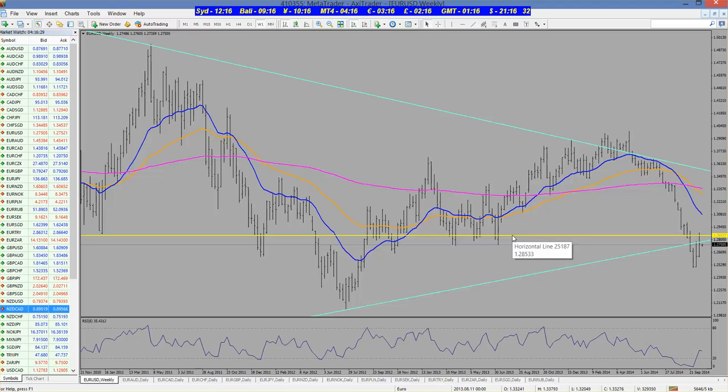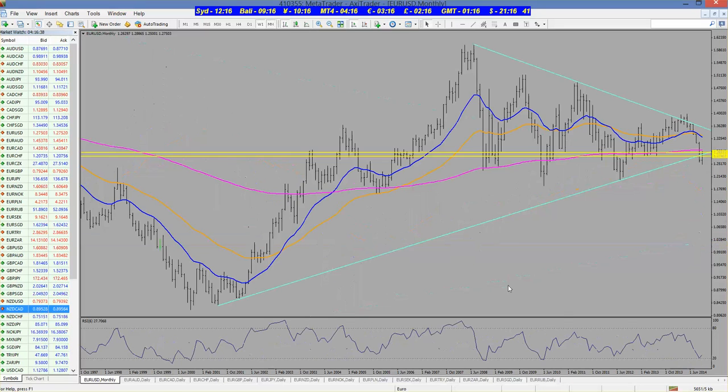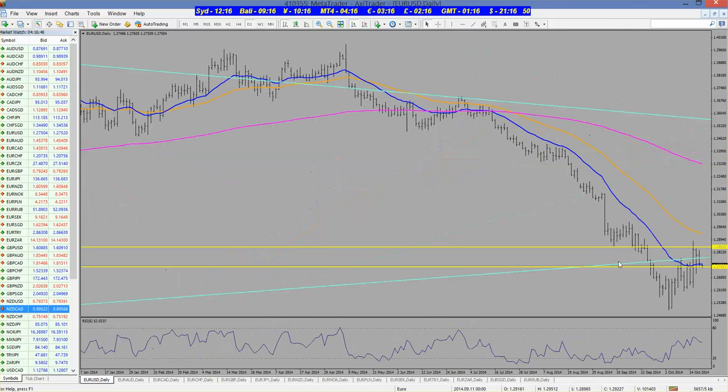Fundamentally it's the right thing to do. Technically, it's also almost the right thing to do. That trend line we can see there is 1-2 touches. Could be bouncing off the third on the monthly. Unlikely though, because on the daily it looks like it's come underneath and it's retested that.